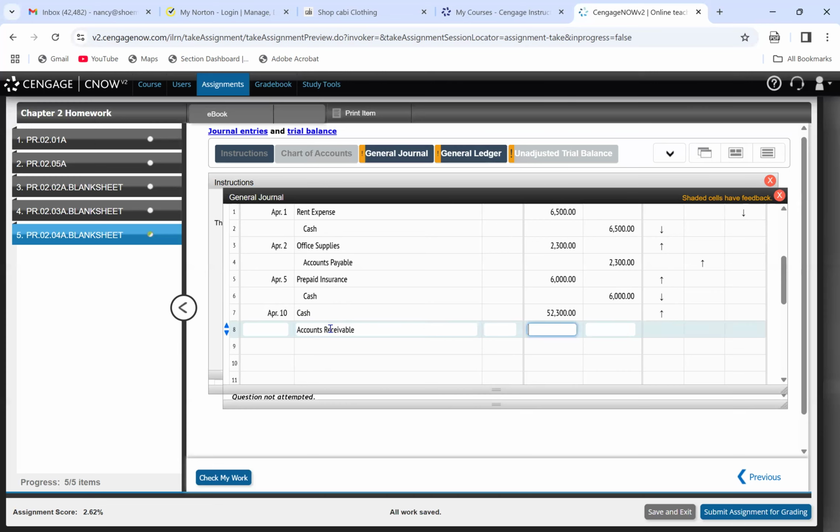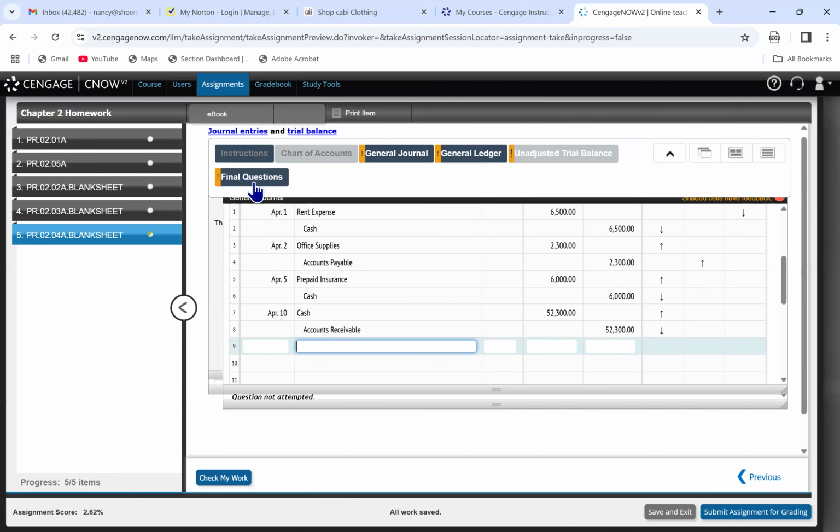Now think about this. We credit an asset when it goes down. Accounts receivable is an asset and it has a debit balance. The reason this goes down is they gave us the money so we no longer are going to receive this 52,300.